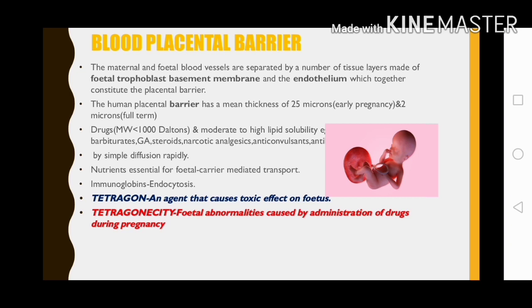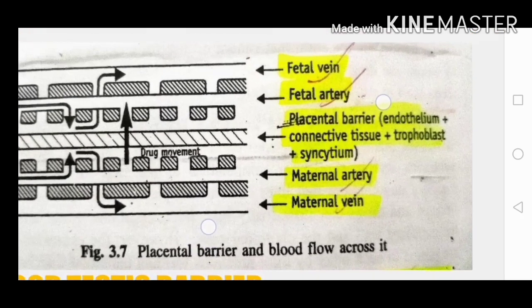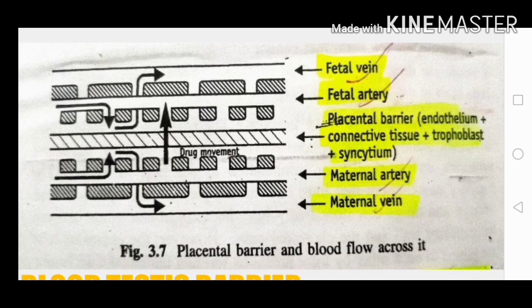The next is the blood placenta barrier. The maternal and fetal blood vessels are separated by a number of tissue layers made up of fetal trophoblast membrane and endothelium, which together constitute the blood placenta barrier. The human placenta barrier has a mean thickness of 25 microns in early pregnancy and 2 microns in full-term pregnancy. Drugs whose molecular weight is less than 1000 daltons and which have moderate to high lipid solubility, for example ethanol, sulfonamides, barbiturates, general anesthetics, steroids, narcotic analgesics, anticonvulsants, and antibiotics, cross by simple diffusion rapidly.